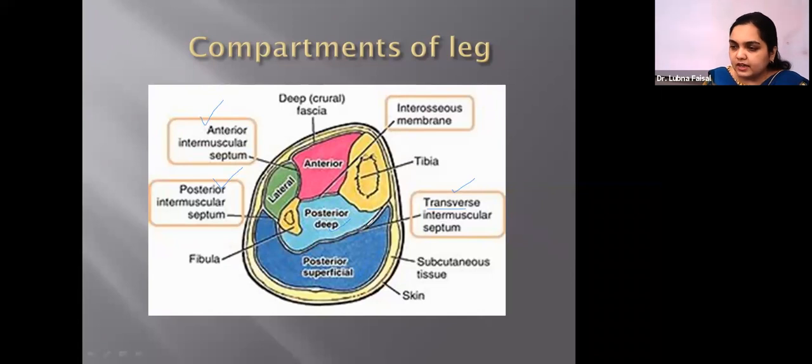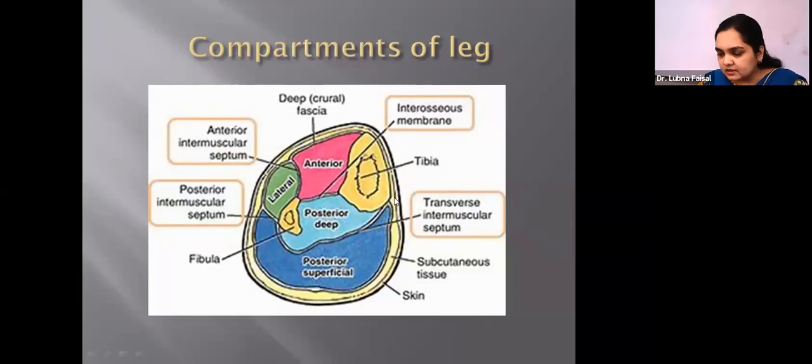In the deep group, we have the different muscles. The entire deep group plus the superficial group is supplied by a single artery and nerve, but they are present in the deep group, not in the superficial group, yet they are responsible for supplying the muscles in the superficial group also.